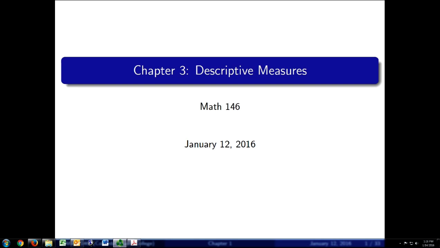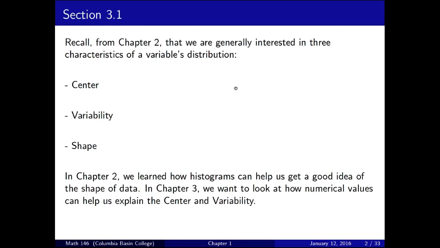In Chapter 3, we want to talk about how we can use numerical values to describe our data set. So in Chapter 2, we said there's three things we want to see in our data set. We want to see what its center is, how variable it is, and what its shape is. In the previous chapter, histograms gave us a really good idea of the shape of our data set. So in Chapter 3, we want to see how we can use numerical values to help us explain the center and the variability.